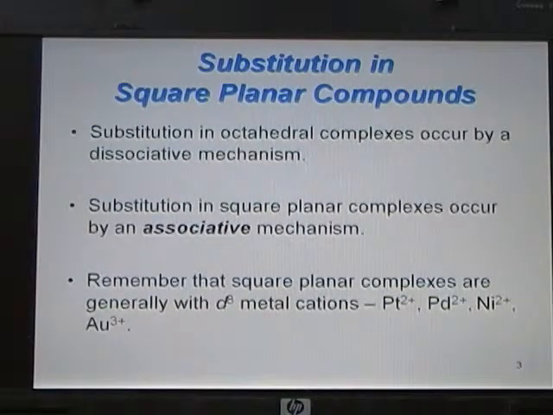We've looked at substitution mechanisms in octahedral complexes. Remember that substitution in octahedral complexes occurs by a dissociative mechanism. In square planar compounds, this substitution occurs by an associative mechanism, where you will form a 5-coordinate intermediate. Most square planar complexes form with d8 metal cations such as Pt2+, Pd2+, Ni2+, and Au3+. So there's a very small number of metals that you will look at when it comes to the trans effect.